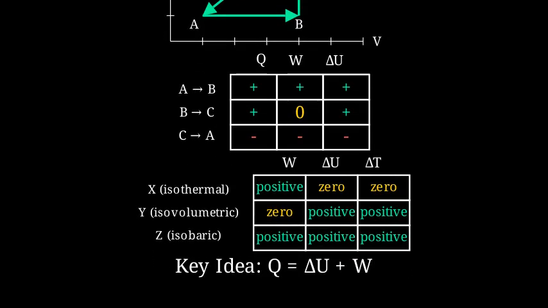Great job! We use Q equals delta U plus W to determine signs in both tables. Remember, expansion gives positive work, compression gives negative work, and for an ideal gas, delta U tracks temperature.